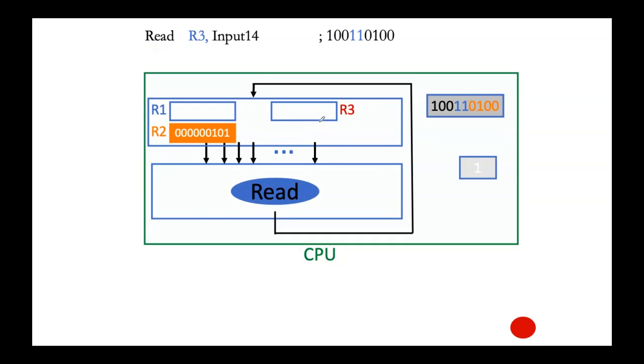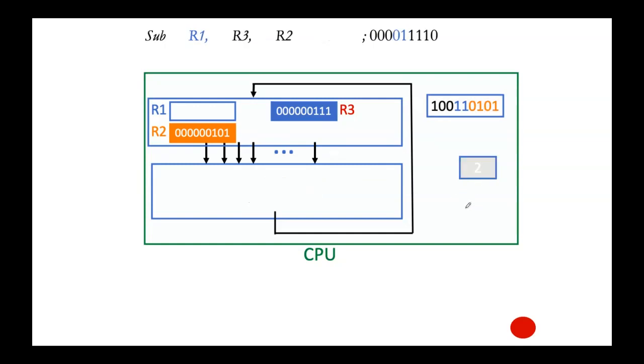So from R3, the operand will be fetched, whatever operand is available in this R3 register, and then the program counter goes and executes the next instruction. That is at memory location 2, where the subtraction instruction is. The binary encoded instruction is 000, 01, 111, and 0. That will be fetched and loaded in the instruction register.